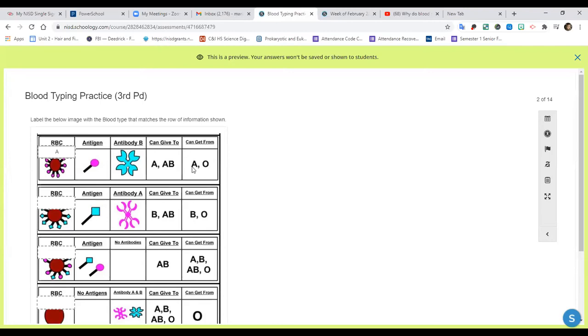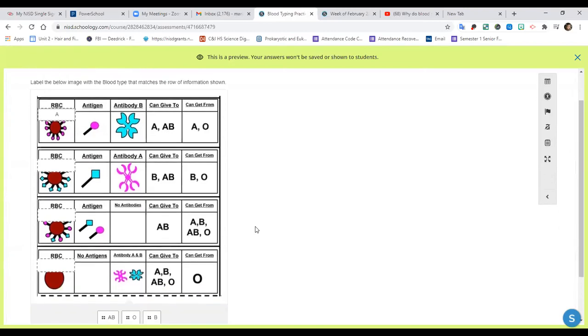Okay, so now, however, these A red blood cells can get a transfusion from the A only, or from the O. Why the O? Because the O, I'll show you in a little bit, has really no antigens. So this was the A and the O. Keep in mind that the A has only antibody B. That's why this person cannot get the red blood cells of B. That's why it's only A or O. You see that?